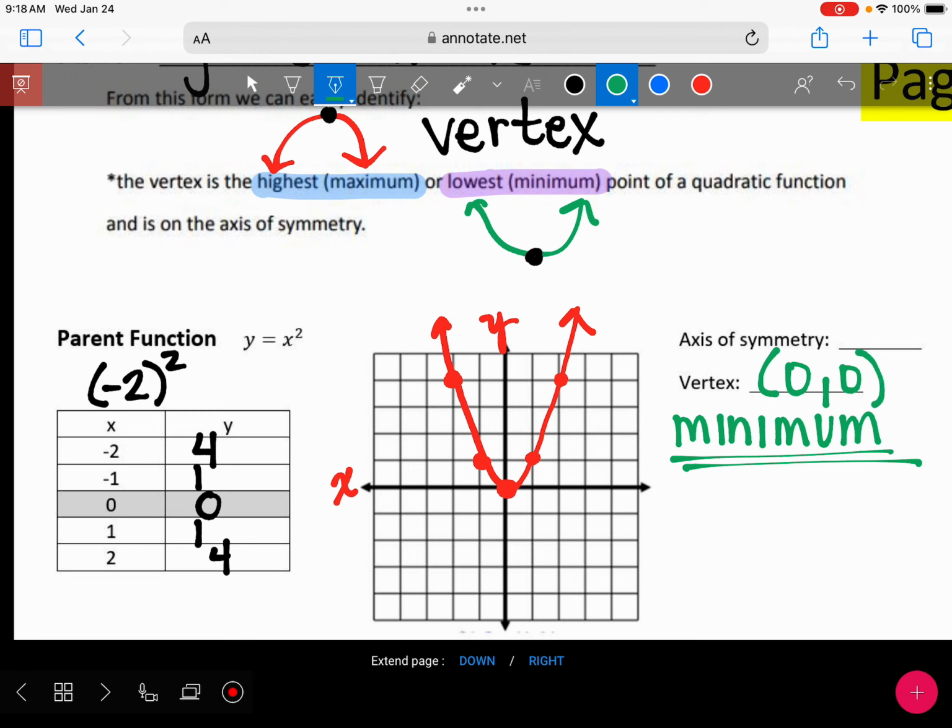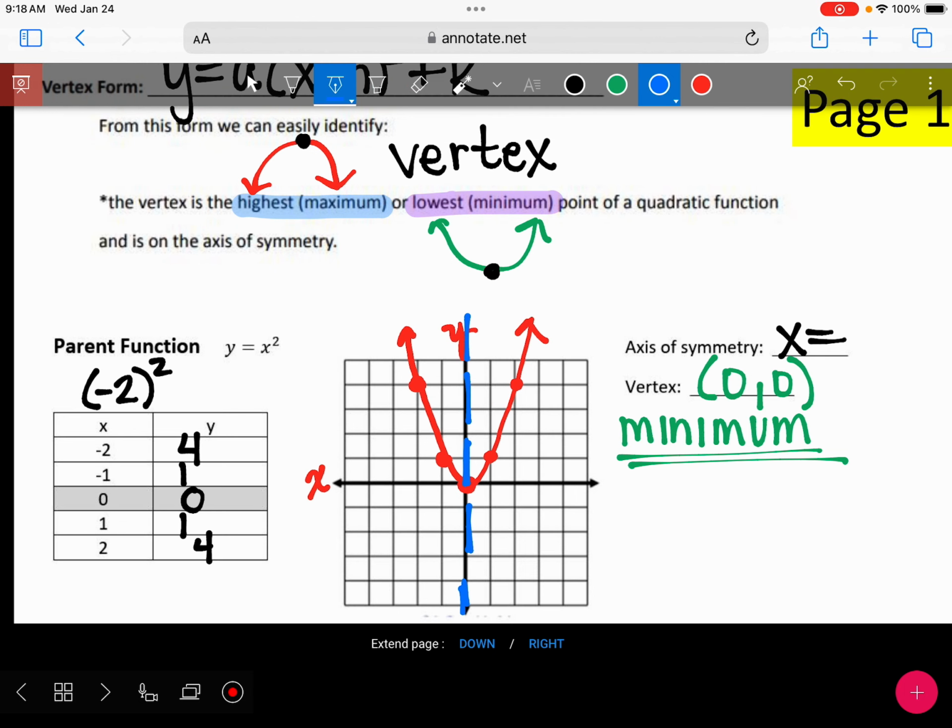Now the x value of your vertex is your axis of symmetry. So you're going to write x equals, and this so happens to have an axis of symmetry right on top of the y-axis. So this little blue dashed line, that is the line that would divide this parabola in half. So that would be at x equals 0. All right, any questions?